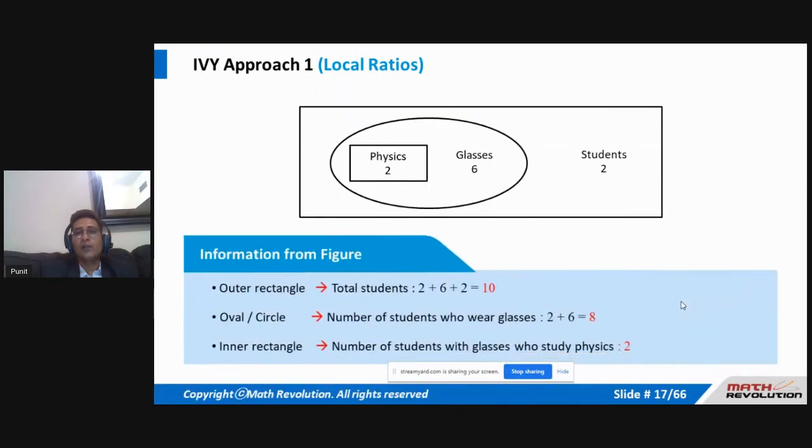So the outer rectangle, the total number of students that we have right now is 2 plus 6 plus 2, that becomes 10. The number of students who wear glasses are 6 plus 2, which is 8. And the number of students with glasses who study physics are 2. Again, for the outer rectangle, the total students are 10, which is 2 plus 6 plus 2. The number of students who wear glasses are 6 plus 2, which is 8. And the number of students with glasses who study physics are 2.